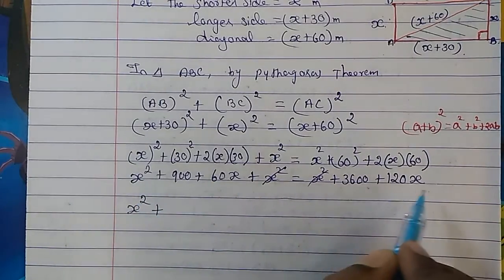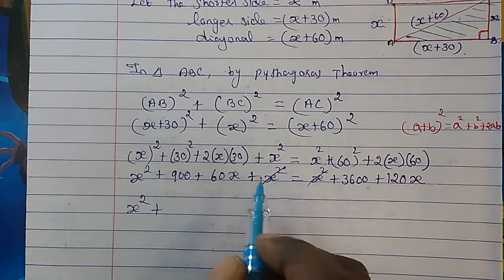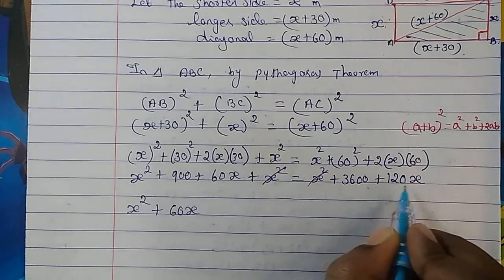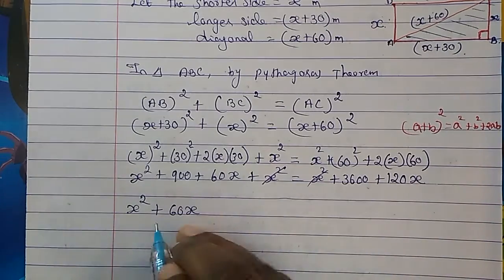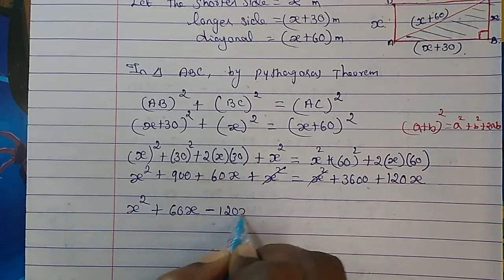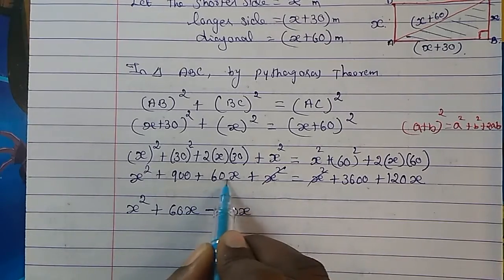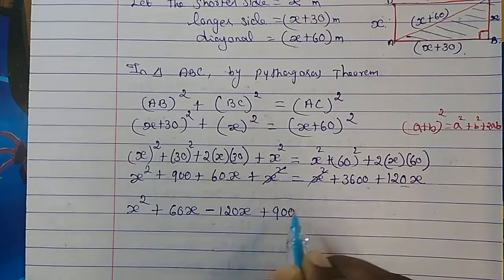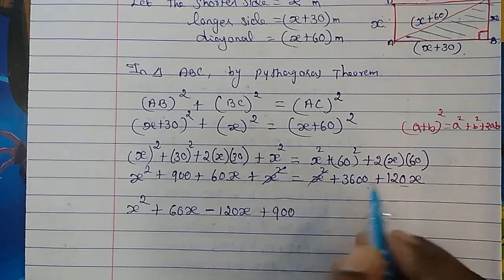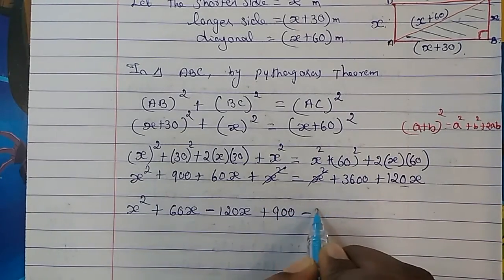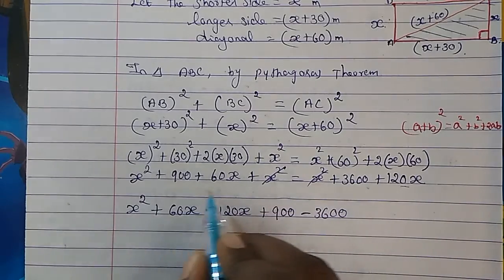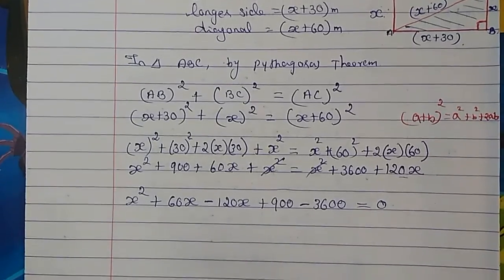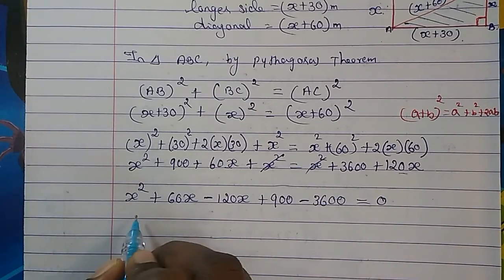Is there any x square? We don't have. Now next x we will write. This is, we have 60x here, and this side we have 120x. Let's bring to this side, becomes minus. Then x term is over. Now number we have here 900. This side we have this. Let us bring this side, becomes minus. So anything is left? Nothing. Equal to 0. Okay, let's solve this.